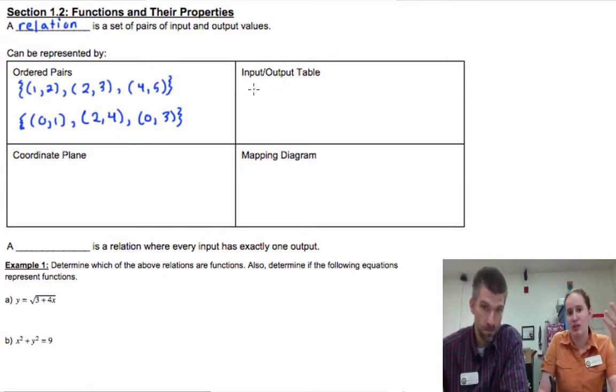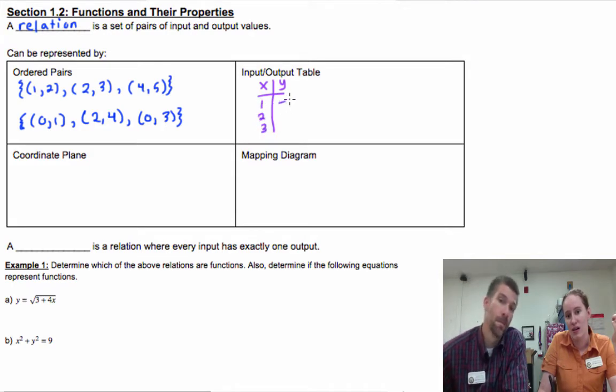Input output table would be like your XY table. T charts or things of that sort of nature. And they can be vertical or horizontal. By the way, we don't know what these graph. We're just picking these up.